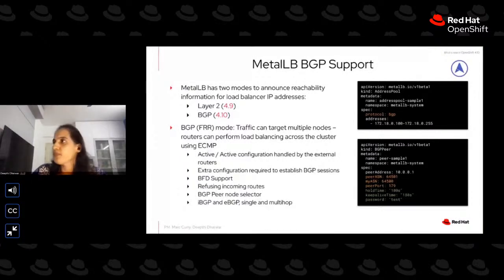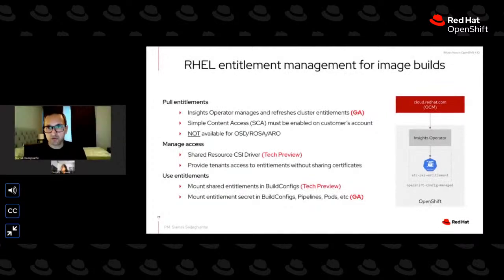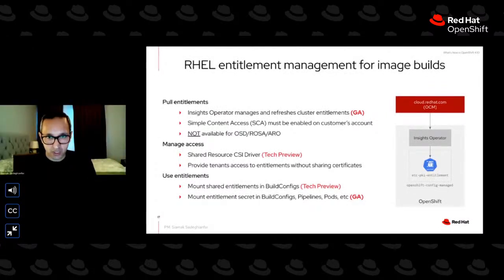Thank you. The RHEL entitlement management for image build, this is an area we have been working on the past couple of releases and delivering pieces of that. The problem that it addresses is that a lot of our customers run image builds on the cluster using Dockerfile builds. And within that, they want to install RHEL RPMs within those Dockerfile builds. And since every OpenShift Container Platform customer, OCP customer, is entitled to RHEL content, we wanted to make this really easy, similar to how it was in OCP 3 for them.